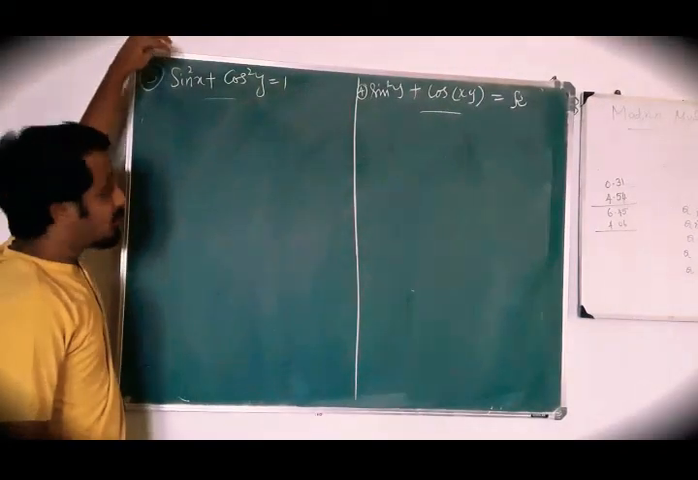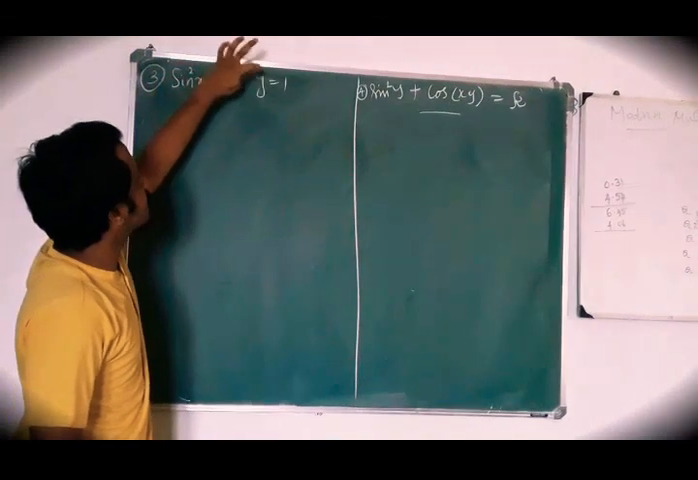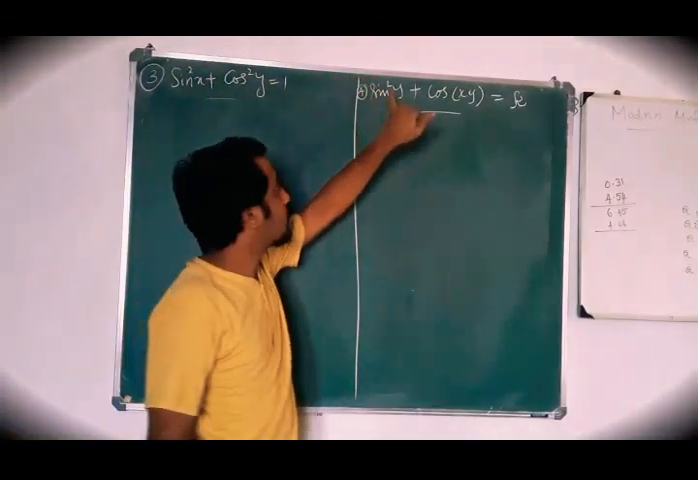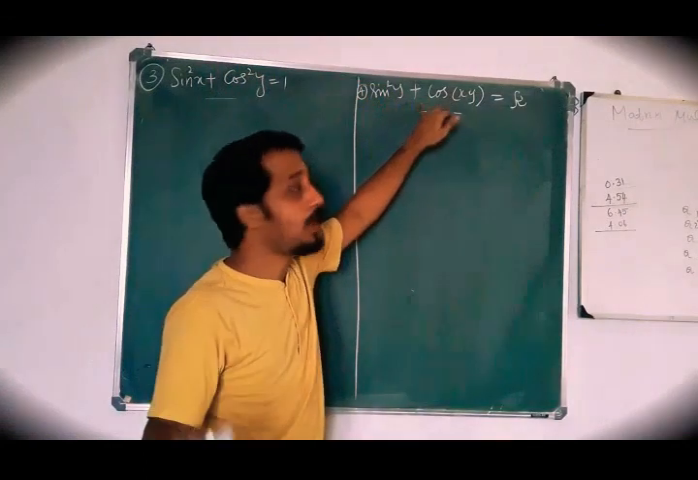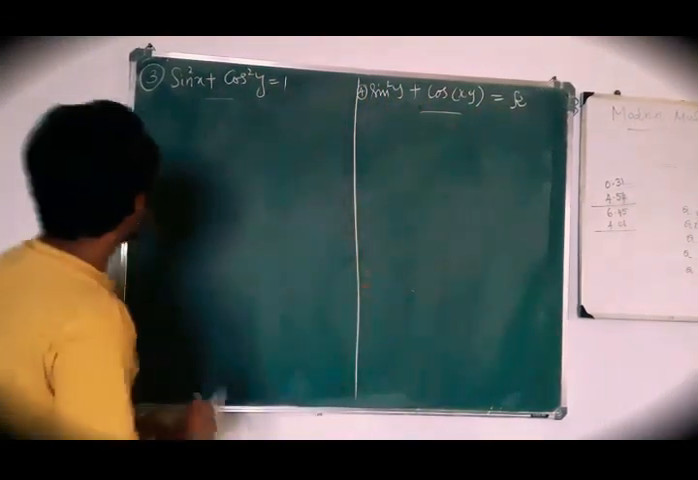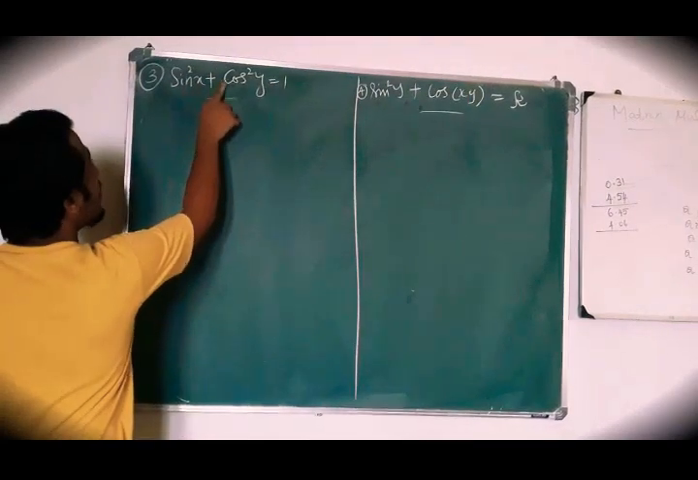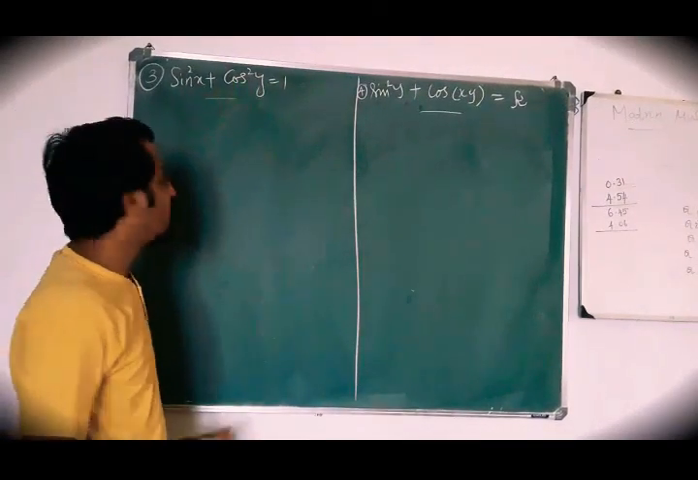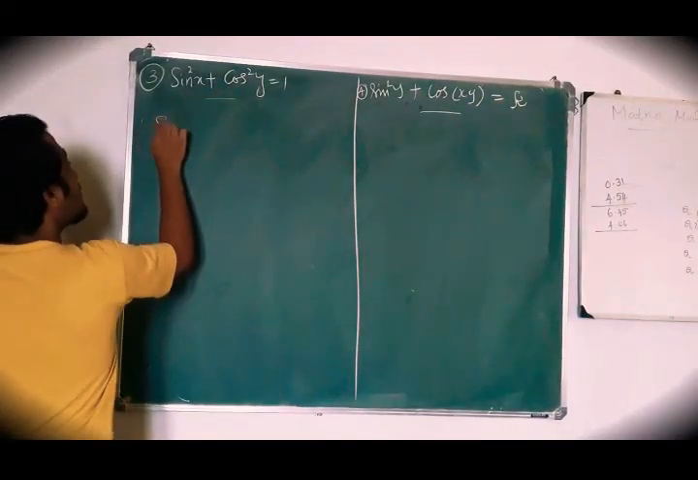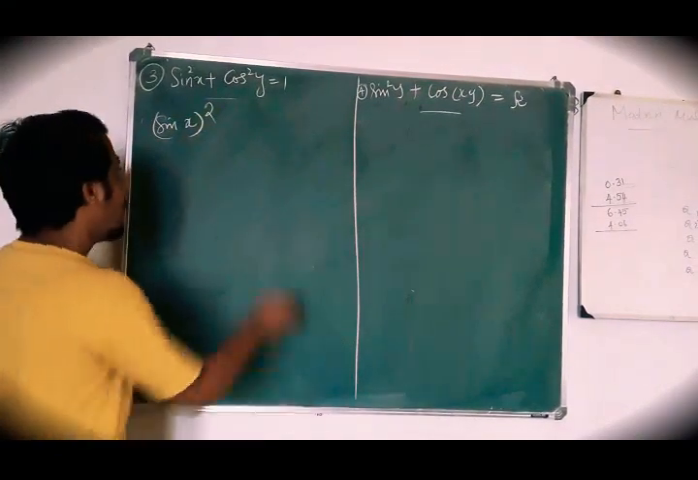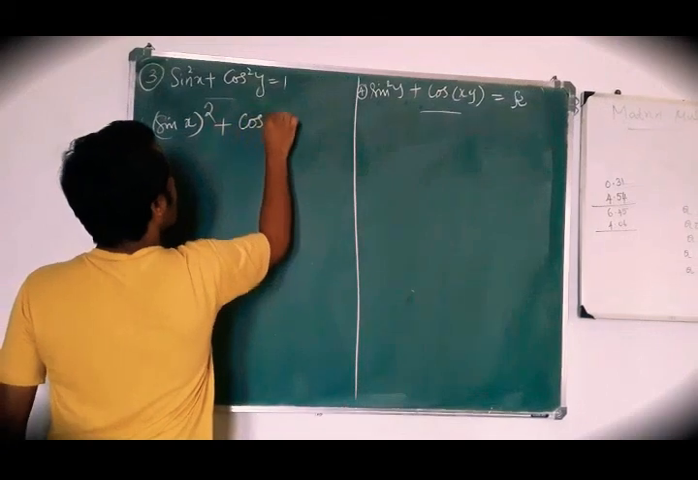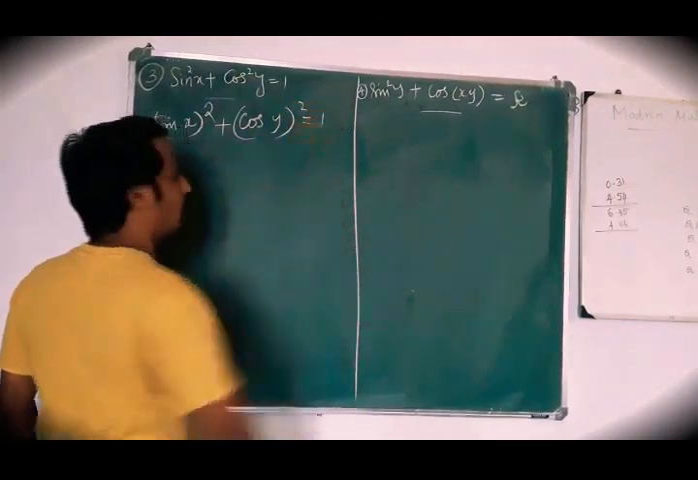So third question, sin square x plus cos square y is equal to 1. Fourth question, sin square y plus cos of xy is equal to k. Okay, so third question, sin square x plus cos square y is equal to 1. First of all, I am going to write sin square x as sin x the whole square, plus cos y the whole square is equal to 1.